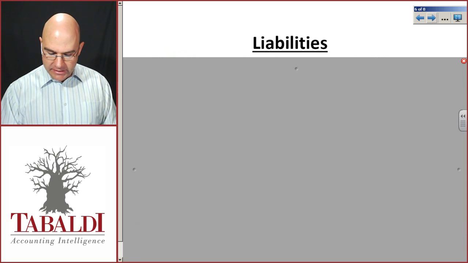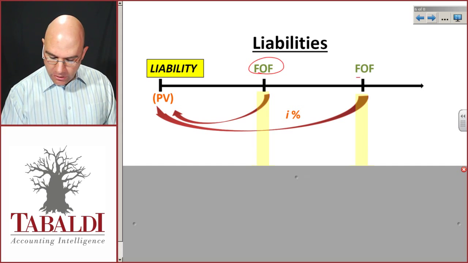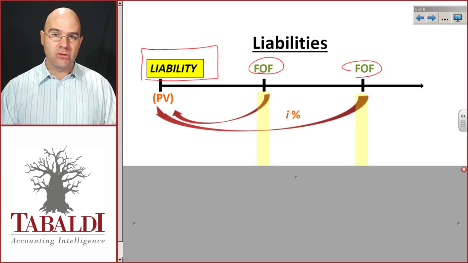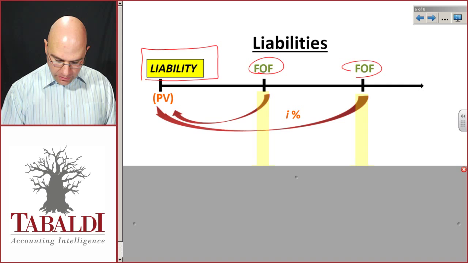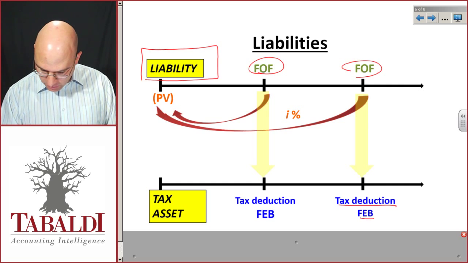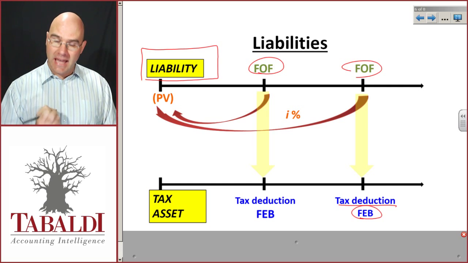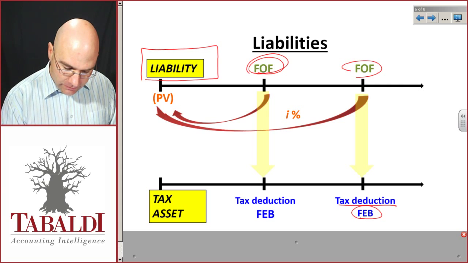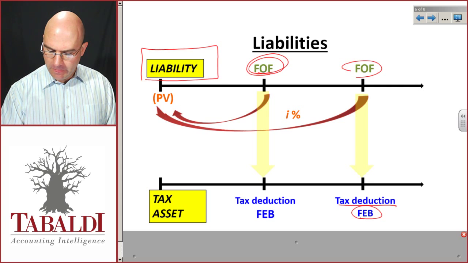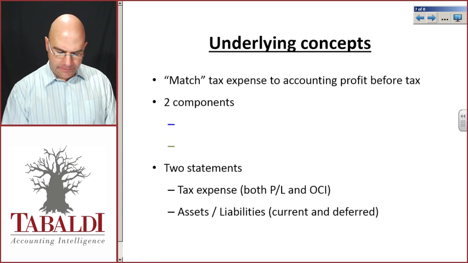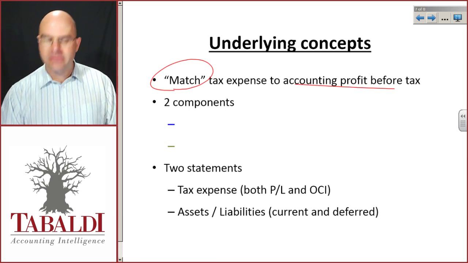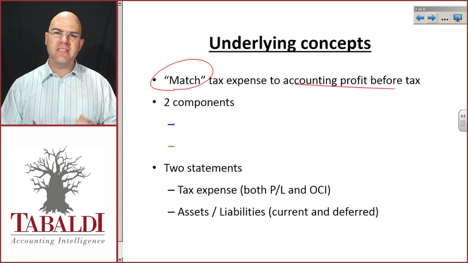Okay, and then for the liabilities, a similar thought process. Future outflows to recognize a liability, an accrual or some type of financial liability today. Okay, and those will have future tax deductions probably. So we must recognize the future benefits from the tax deduction as well as the future outflows for the current recognition of the liability. Okay, so underlying concepts here. We must technically match the tax expense to the accounting profit before tax in terms of which period. Okay, that's the accrual concept.